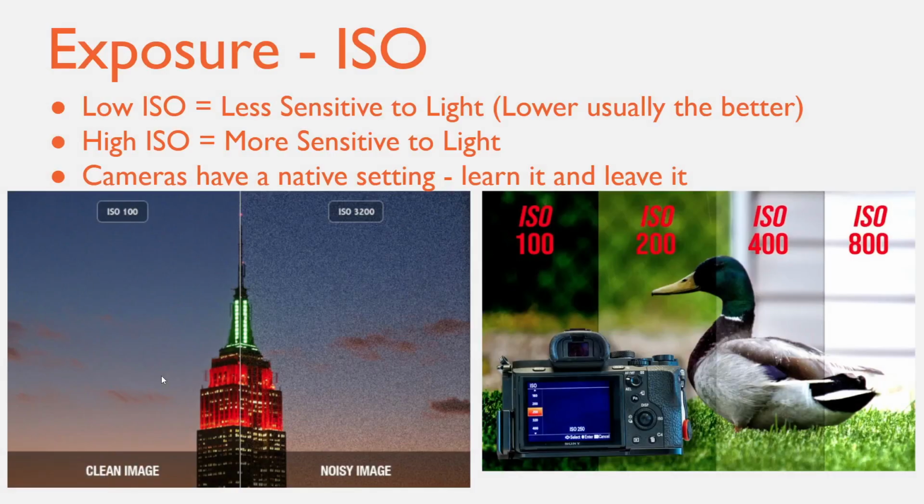Then we have the ISO, which is just how sensitive the camera sensor is to the light that's coming in. So generally, you want your ISO lower. The lower the number, the less noise that you get, this kind of digital noise. But sometimes you need more light. Now, the main thing to know is that cameras have a native setting. That is, where do they like to be for their ISO setting?